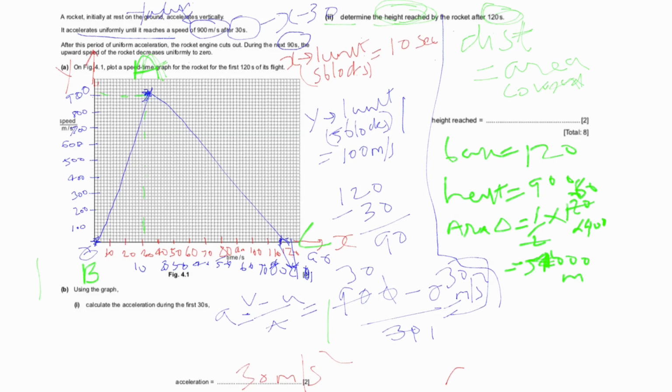So divide by 1000 and it will become 54. 54,000 divided by 1000 will give 54 kilometers. So now the answer is 54 kilometers for the height reached. So 54 kilometers is the height reached.